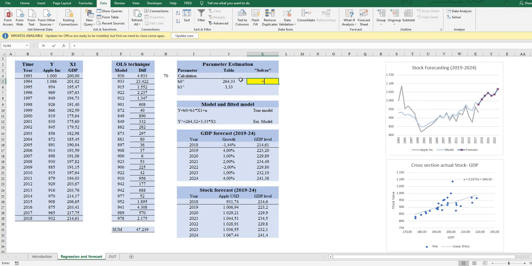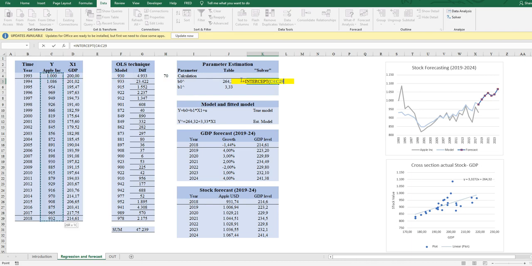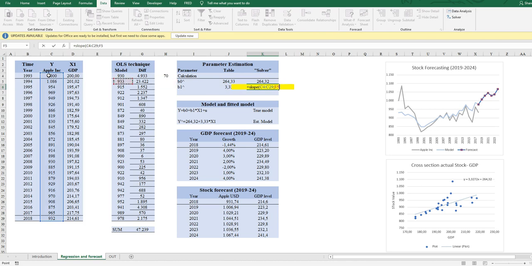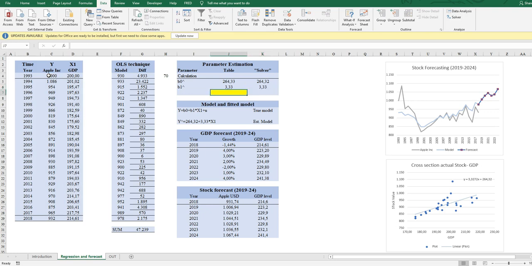Those were exactly the numbers I had before, with the intercept between Apple and GDP, and the slope between Apple and GDP. So here it is. So now it's estimated, and this tells us that the Apple price is equal to 264.32 plus 3.33 times the level of the GDP in any given year.